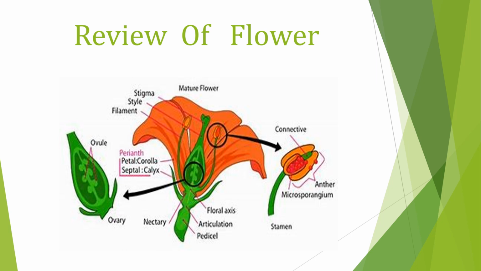Review of flower. As you know, a flower is the reproductive structure which is formed in all the flowering plants. A flower consists of four important whorls. They are calyx, corolla, androecium and the gynoecium. Androecium is the male reproductive organ in flowering plants and gynoecium is the female reproductive organ in plant. A flower consists of bracts, pedicel and the thalamus. All the four components of flowers are arranged on the thalamus.